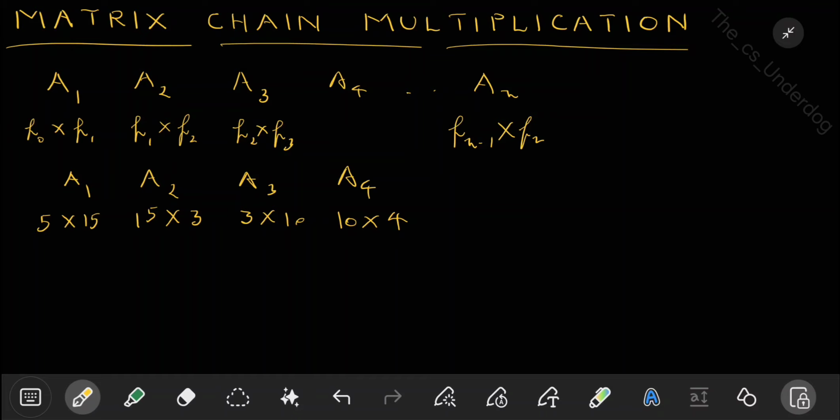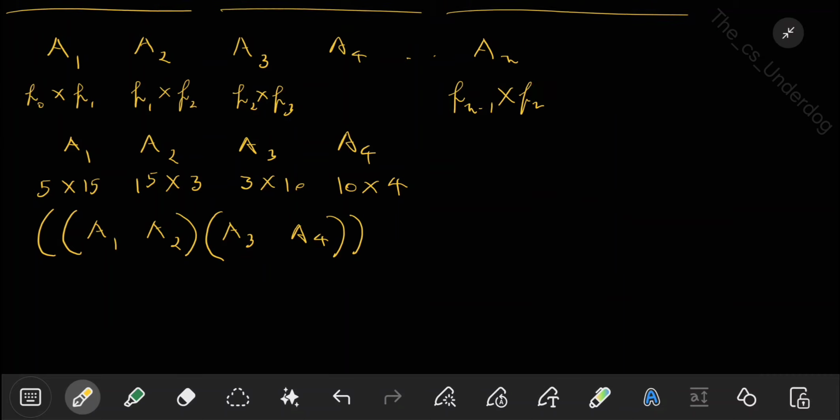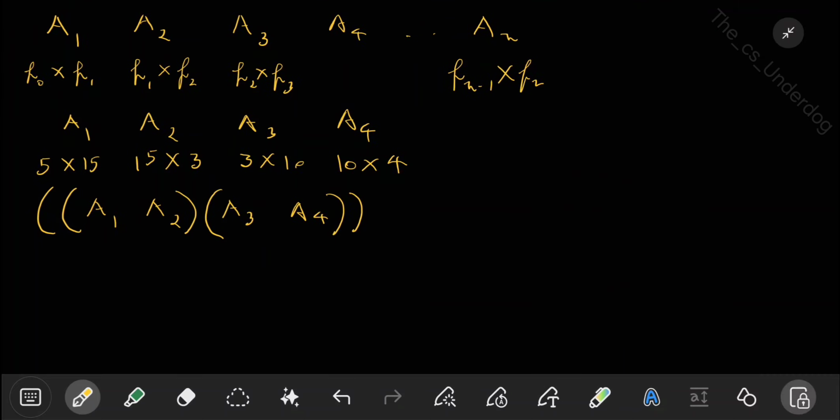First parenthesization can be, I have these matrices A1, A2, A3 and A4. Let us say I want to parenthesize like this. I want to make A1 and A2 together. Then I'll multiply A3 and A4 and then I'll multiply these results. This is how I want to perform this particular multiplication. What will happen in this case? In this case, A1 into A2, when I do this, what will be the total number of scalar multiplications? For this one, it will be 5 into 15 into 3.